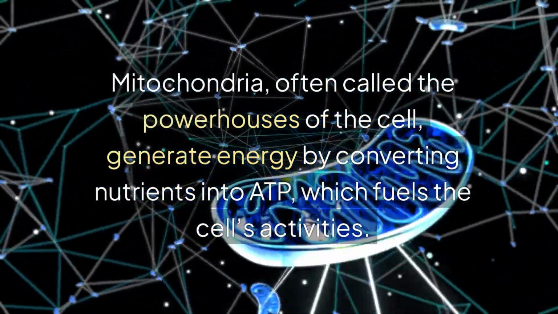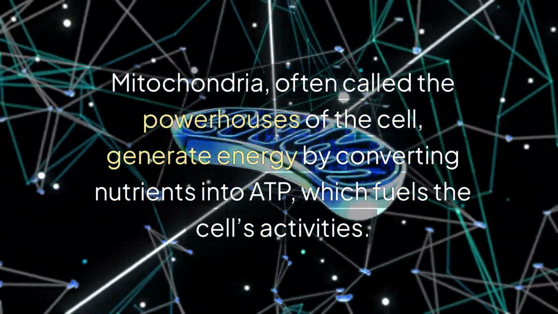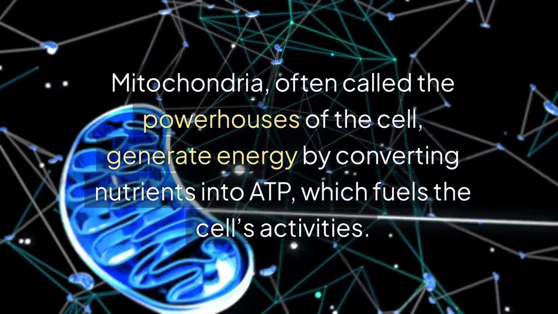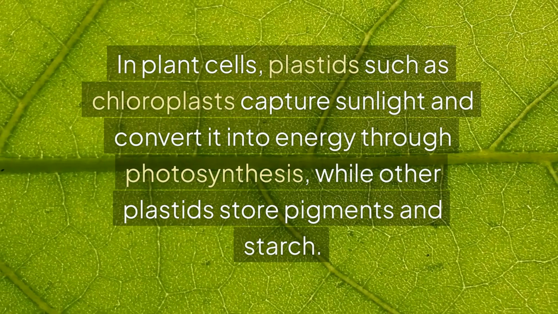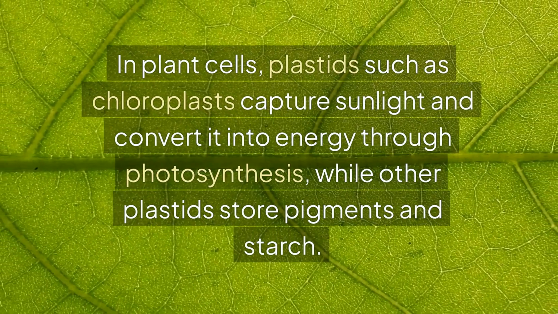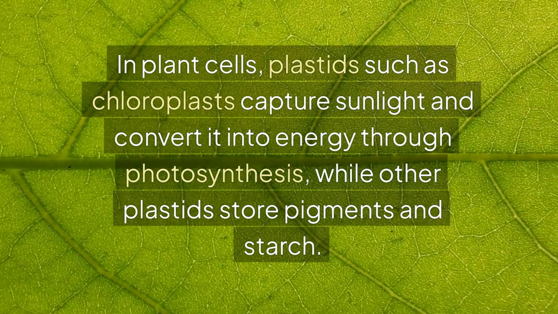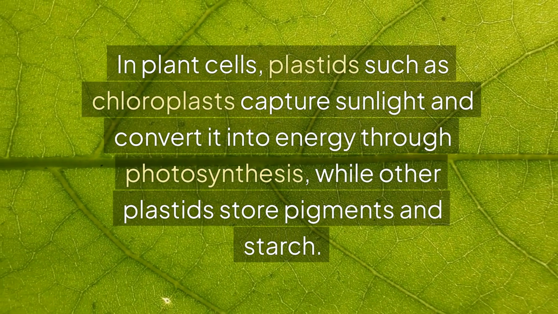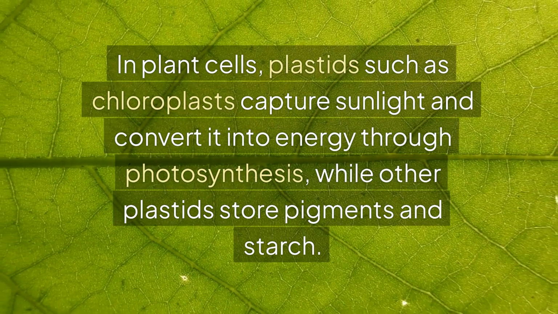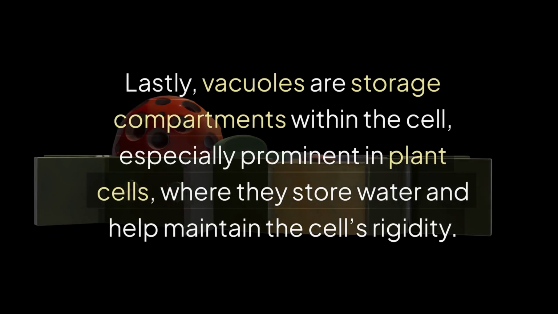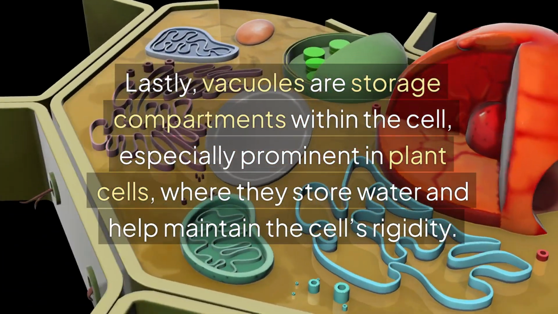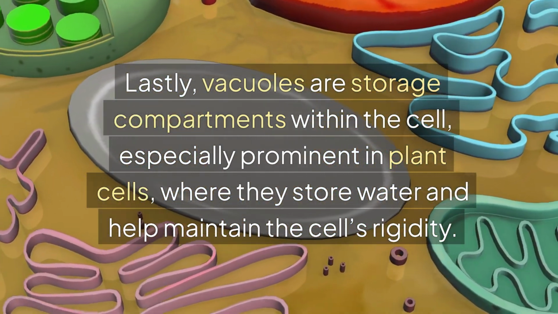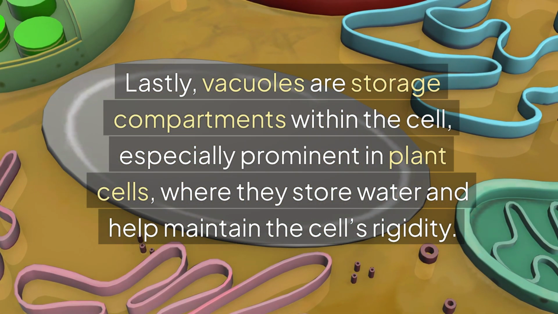Mitochondria, often called the powerhouses of the cell, generate energy by converting nutrients into ATP, which fuels the cell's activities. In plant cells, plastids such as chloroplasts capture sunlight and convert it into energy through photosynthesis, while other plastids store pigments and starch. Lastly, vacuoles are storage compartments within the cell, especially prominent in plant cells, where they store water and help maintain the cell's rigidity.